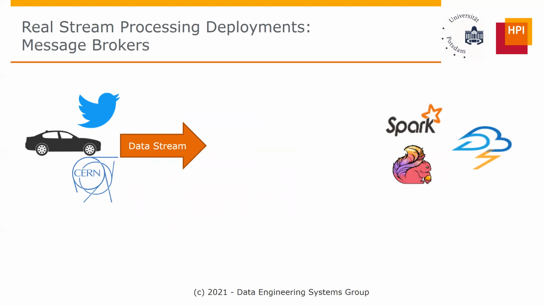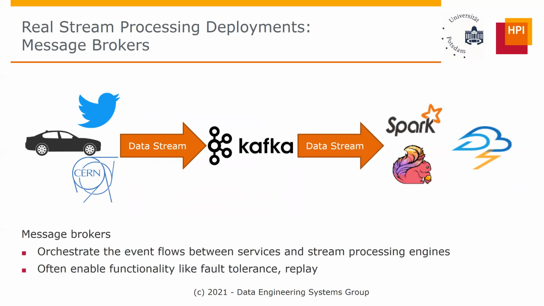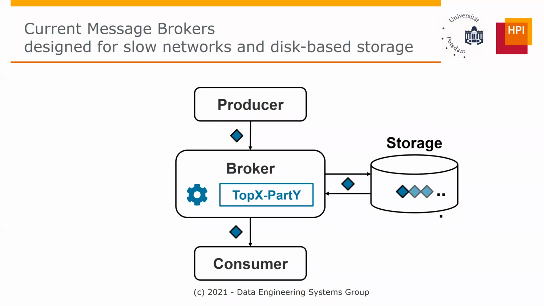So in order to be fault-tolerant and reliable, it usually uses something like a message broker. The data goes into a message broker, where we have some ordering and some reliability, and then the stream processor processes it. So it orchestrates the event flow and has fault tolerance and replay functionality. And often it's a bottleneck.